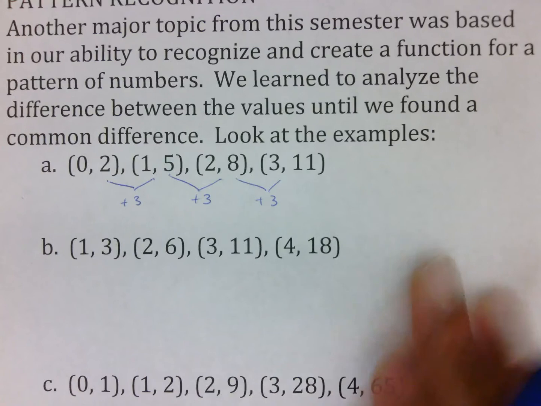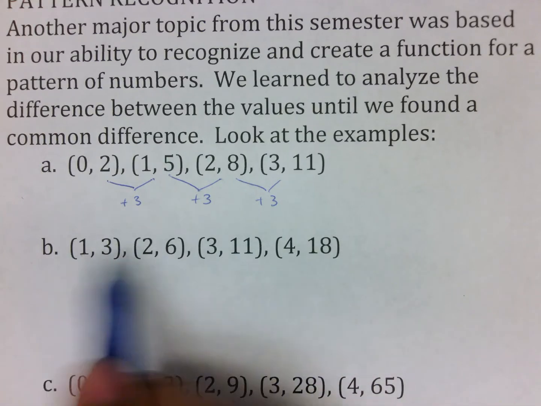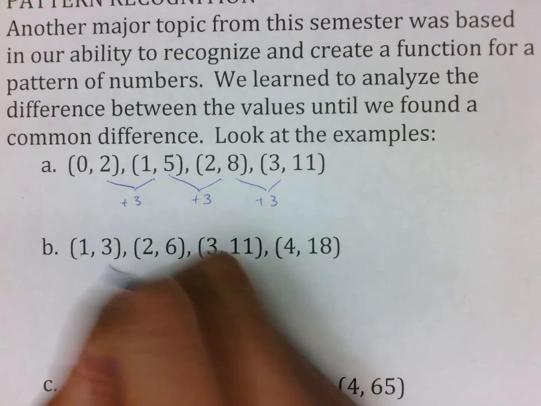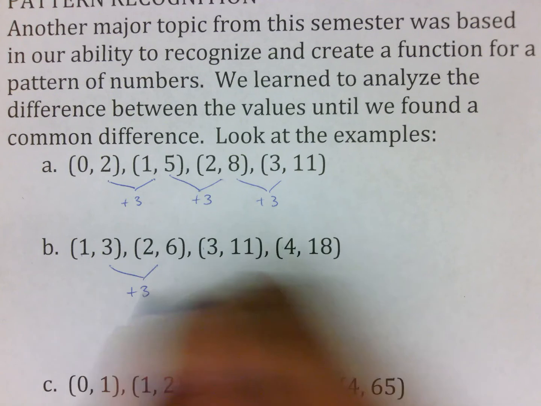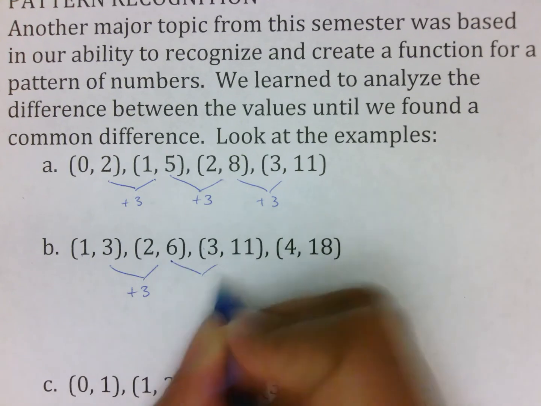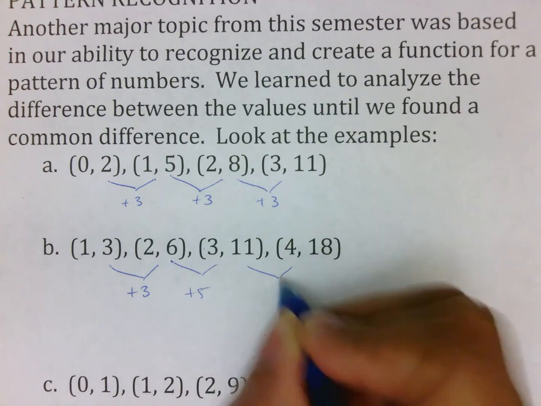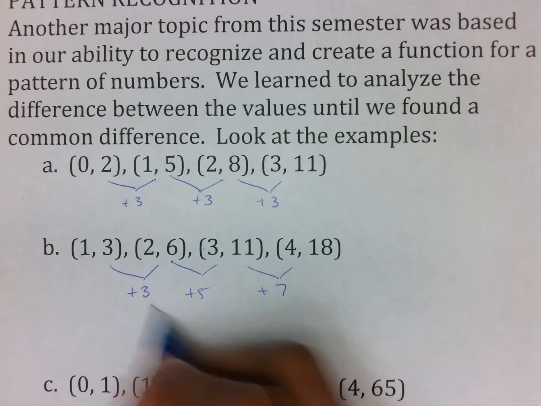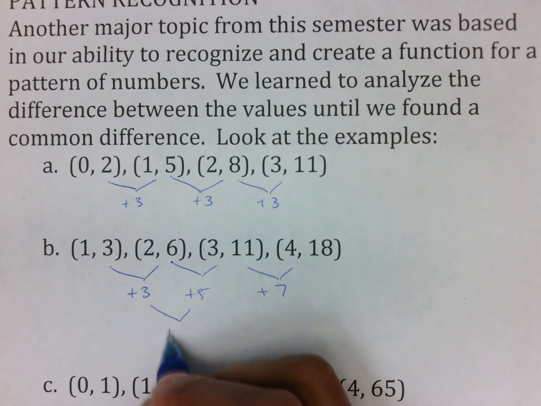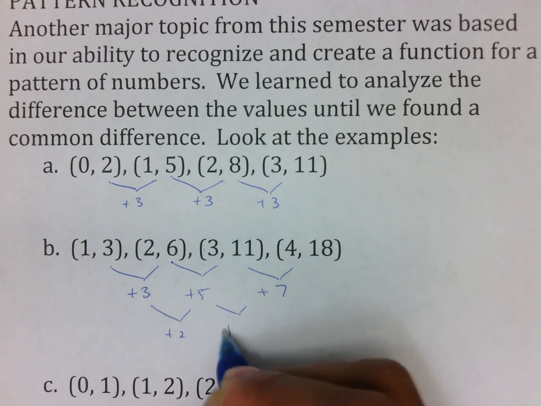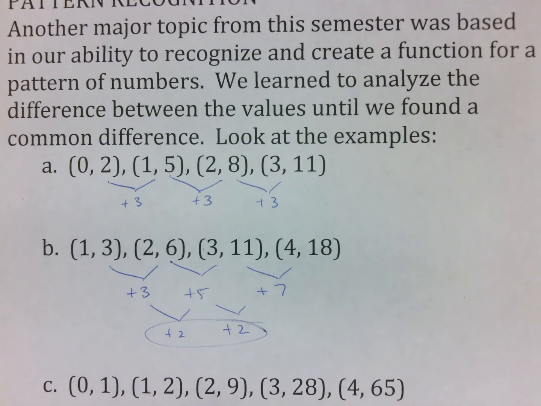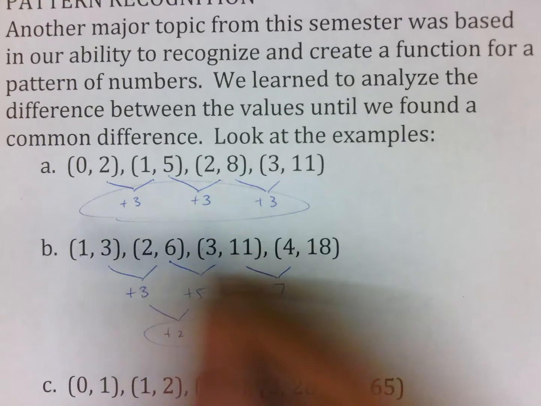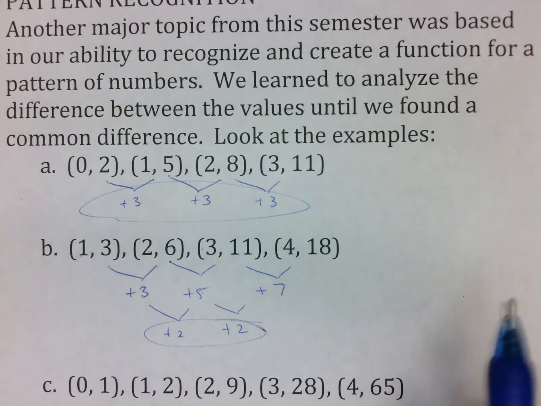If you look at question B or equation B, again, notice that 1, 2, 3, and 4 go in order. And so we look at 3 to 6, which is adding 3. We look at 6 to 11, which is adding 5. We look at 11 to 18, which is adding 7. This is not a common difference yet, and what we learned was to go do this again to where we said from 3 to 5 is adding 2. From 5 to 7 is also adding 2, and that would represent our common difference there, whereas the first check represented a common difference on the first one.